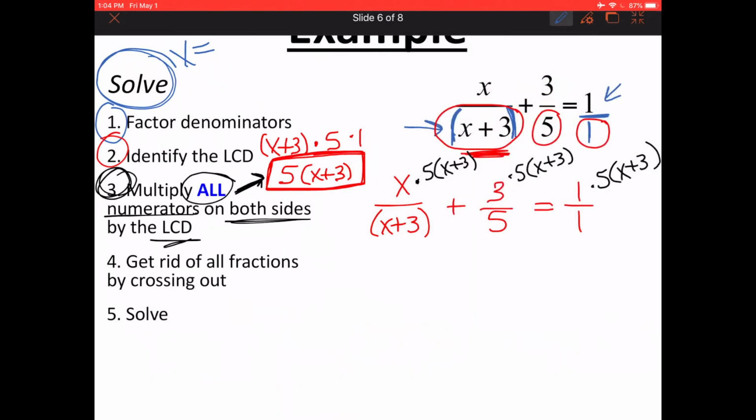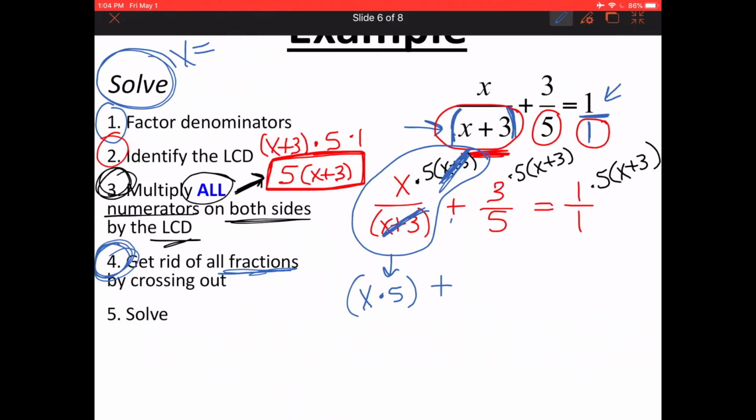Now remember, what is the whole point of doing that? It is to do step 4, which is getting rid of the fractions. Remember, we don't like fractions. Fractions are difficult to work with. So in this first fraction, what can I cross out? I can cross out the x plus 3 on top, the x plus 3 on the bottom, and now I just have x times 5. So that whole fraction just becomes x times 5. Then I carry down my addition sign.